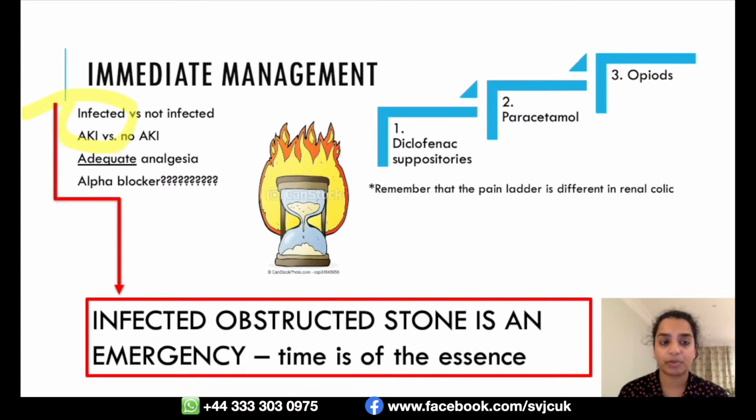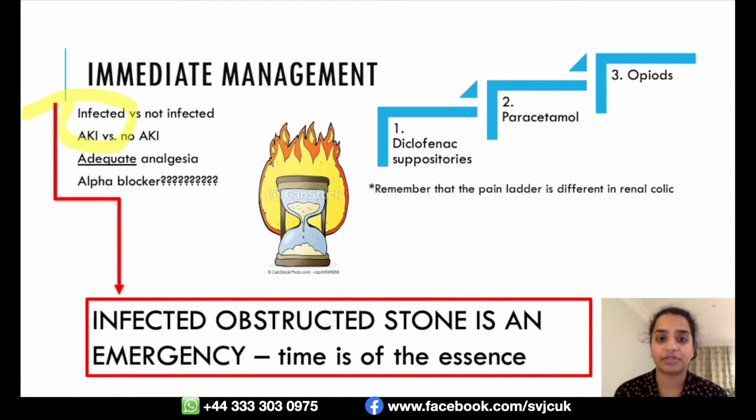Just to go into a bit more detail about immediate management, there's really not very many things you need to consider, but these ones are the essential ones. Firstly, is the patient infected or are they not? Is there an AKI? Does the patient have adequate analgesia on board? And should I give them an alpha blocker?